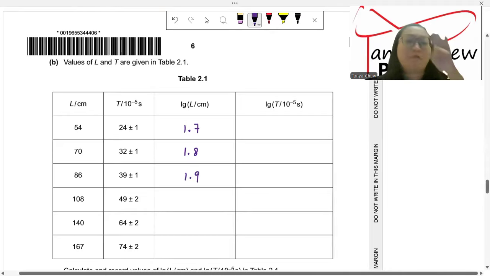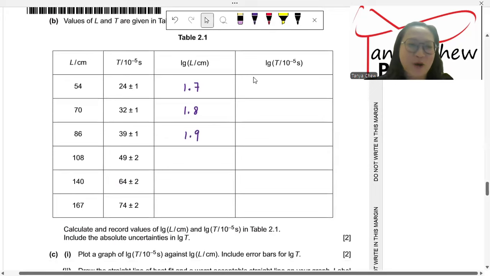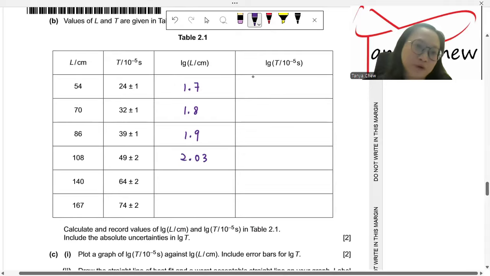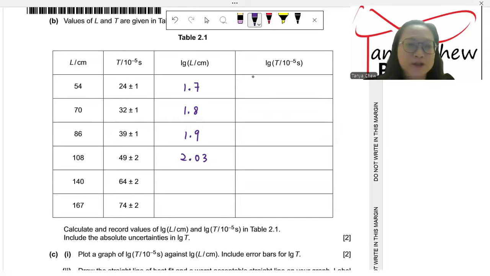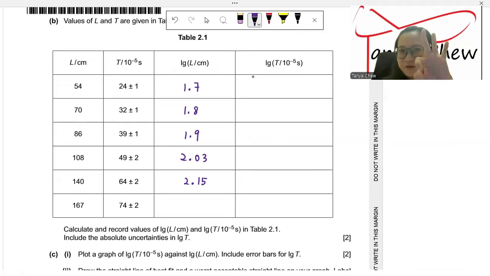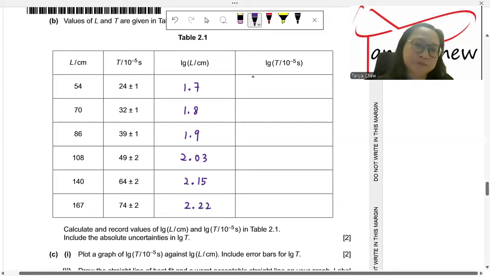The fourth L is 108, which is 3 significant figures. Therefore, log L must be denoted as 3 significant figures, 2.03. And the fifth L is 140 cm. 140 is 3 significant figures. That is why log L would take 3 significant figures, 2.15. And the last reading, L is 167, which is 3 significant figures. Therefore, log L would take 3 significant figures, which is 2.22.